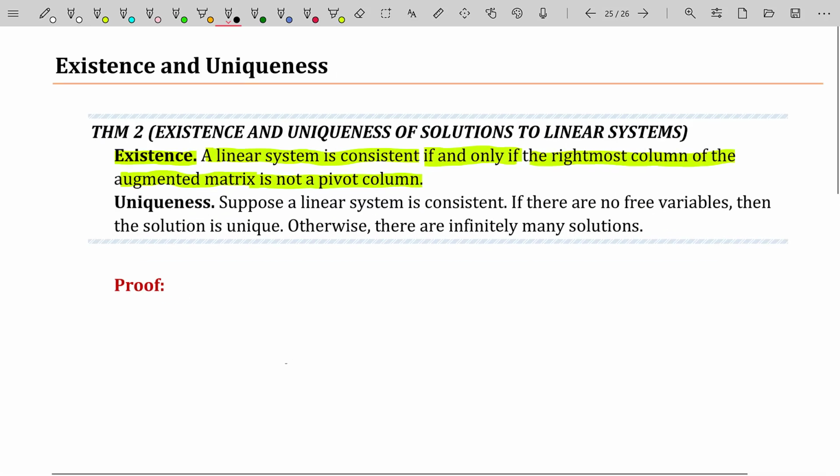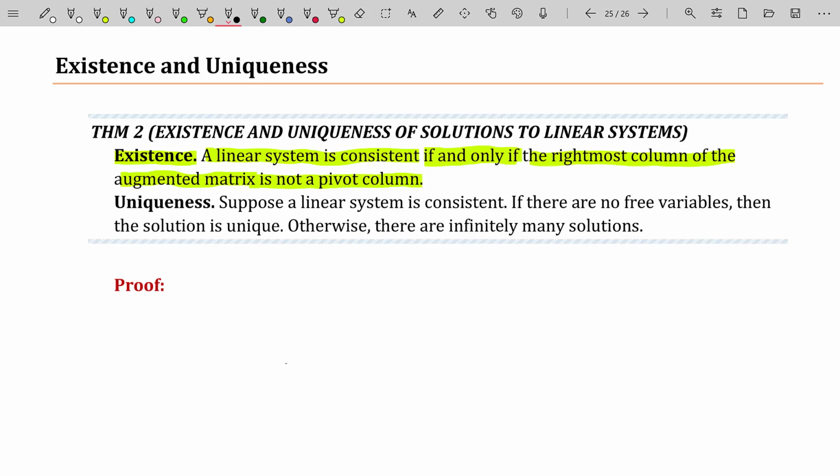The second part, which is the uniqueness part of this theorem, is a little more understandable. Suppose that a linear system is consistent, so in other words, that we have a solution, if not more than one solution. Well, if there are no free variables in that system, that is, every column in the coefficient part of the augmented matrix is a pivot column, then the solution must be unique. Otherwise, there are infinitely many solutions. And this gives us a great idea of when we have a unique solution versus when we don't.